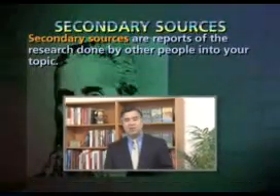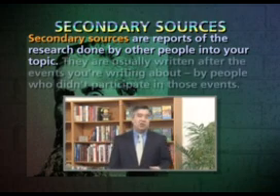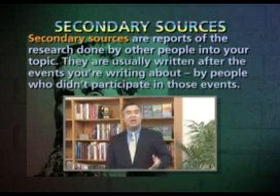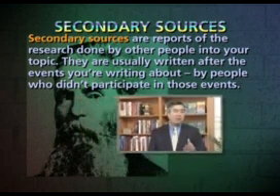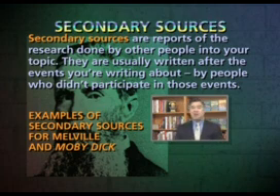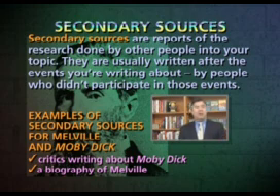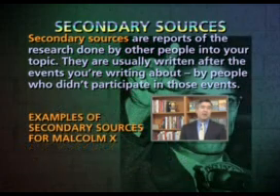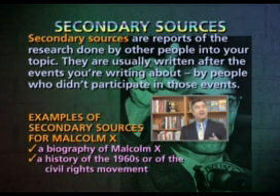Now, secondary sources are reports of the research done by other people into your topic. Secondary sources are usually written after the events that you're writing about by people who didn't directly participate in those events. Let's suppose you're writing a paper about Herman Melville and Moby Dick. Secondary sources for this paper might include critics writing about Moby Dick, or a biography, a life story of Melville that was written by a scholar many years after Melville's death. For a paper on Malcolm X, secondary sources might include a biography of Malcolm or a history of the 1960s or of the civil rights movement.